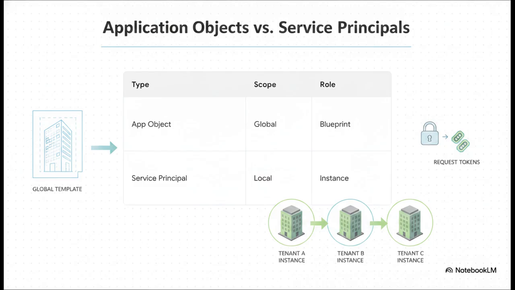Basically, think of the application object as the architectural blueprint and the service principal as the physical building constructed in your neighborhood. In a global enterprise, you write that blueprint once, but you might deploy physical service principal buildings across dozens of different partner tenants.